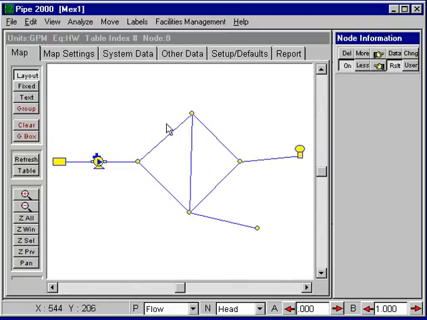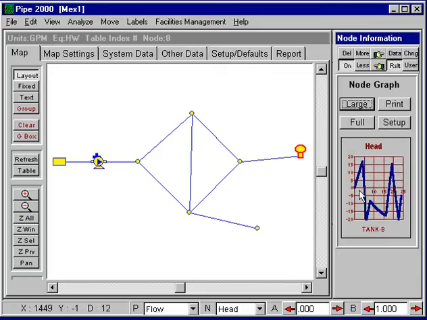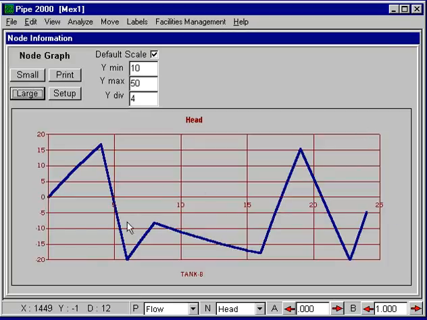Now we've run the analysis and we can look at results. Let's look at the tank action, and we can look at that in full screen. Initially the pump is on and it's pumping, filling the tank, and when it reaches the level of around 15 feet or 215 head, the pump kicks off and the demand then drains the tank down. At this point the pump comes back on and starts filling again.